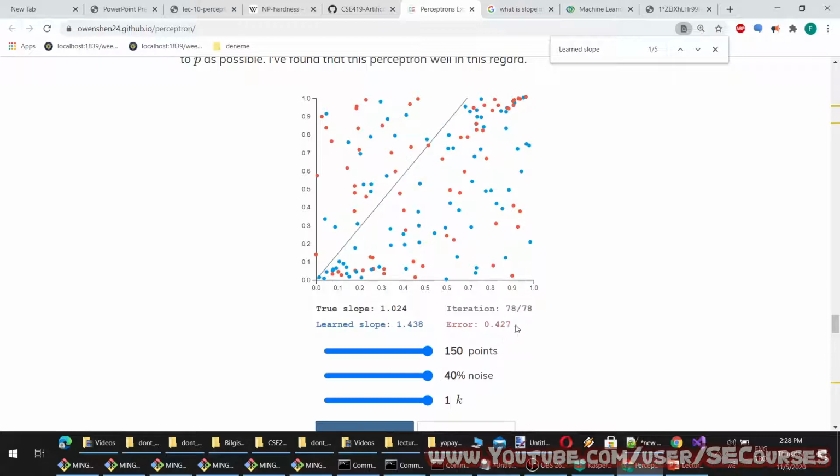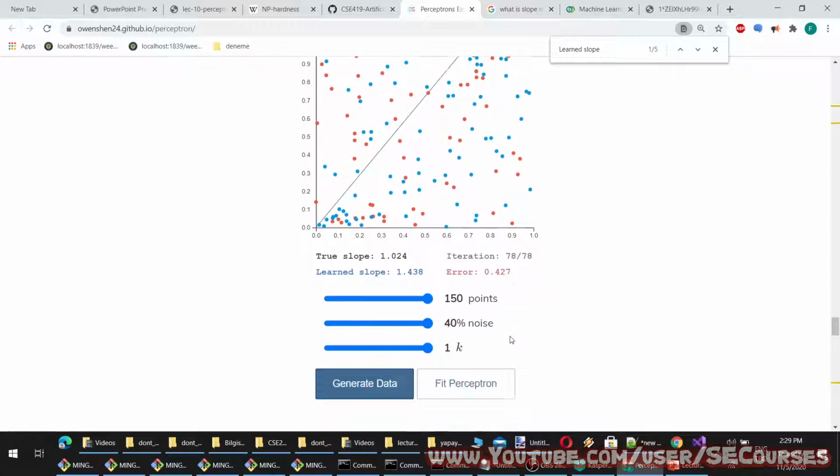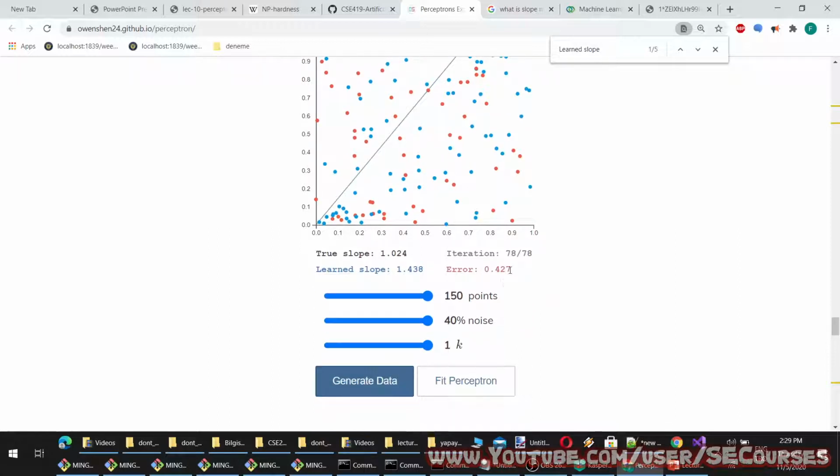Okay, so the final error rate is 0.42827. Then I will try with like this. Okay, you see now it is 156 iterations. So based on the k value, the number of iterations changes.